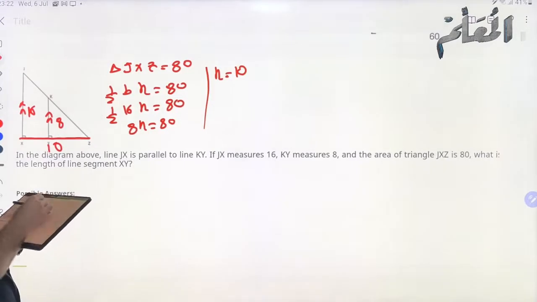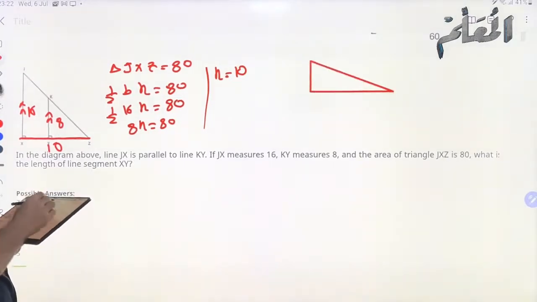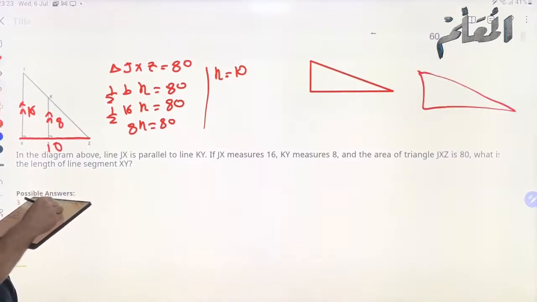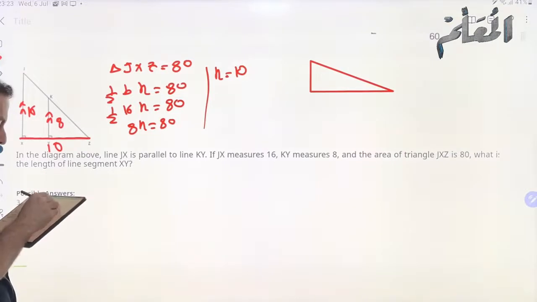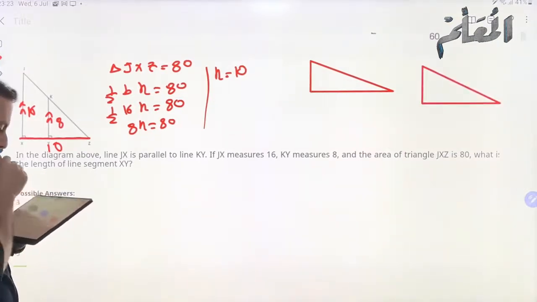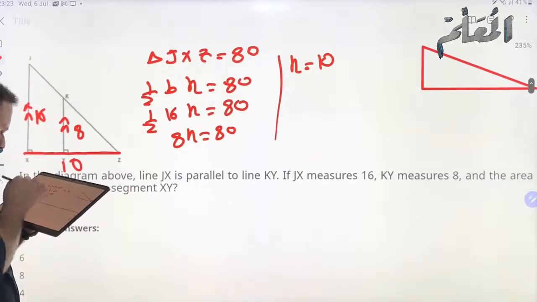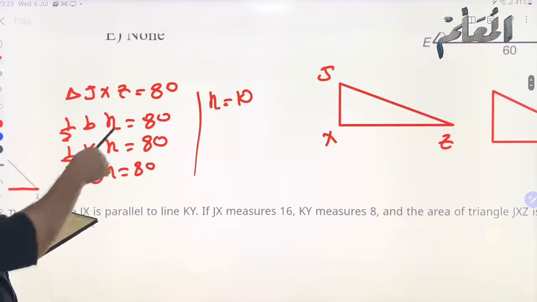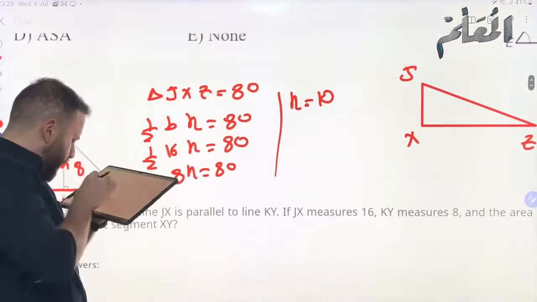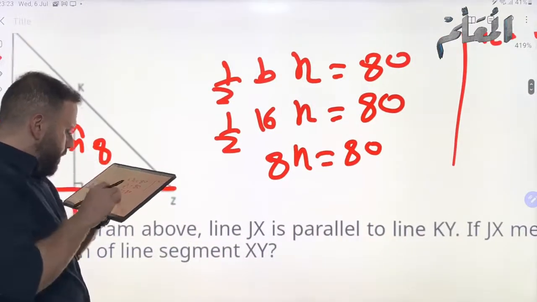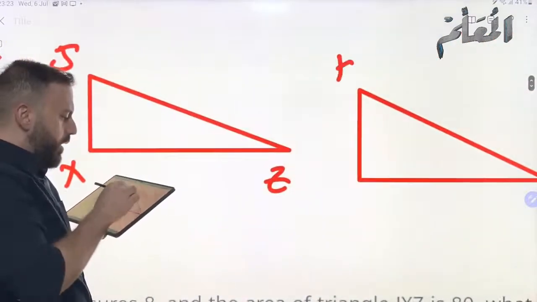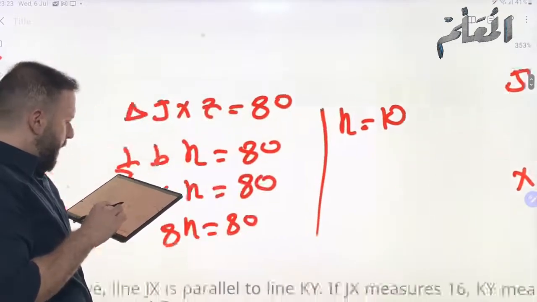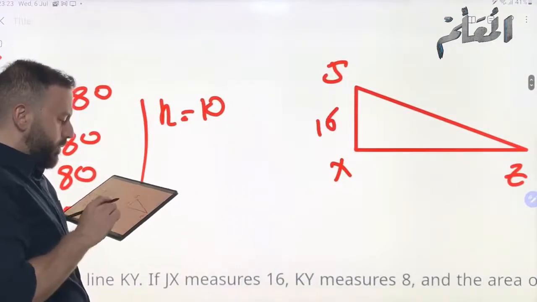Now I have two triangles, the smallest one and the other one here. Can you see? One second. Okay. JXZ. This is JXZ. Okay, and the small one is KXZ. Okay, KXZ. Fine. So JX is equal to 16, I know that.